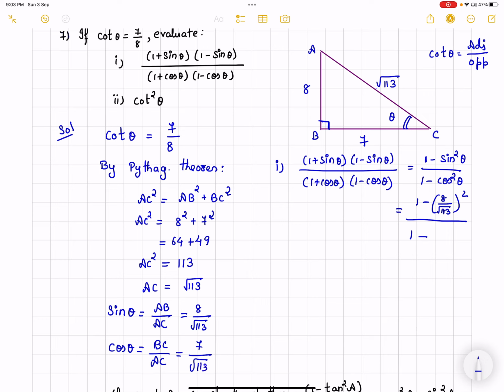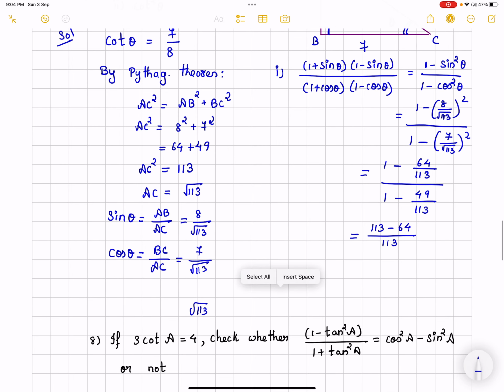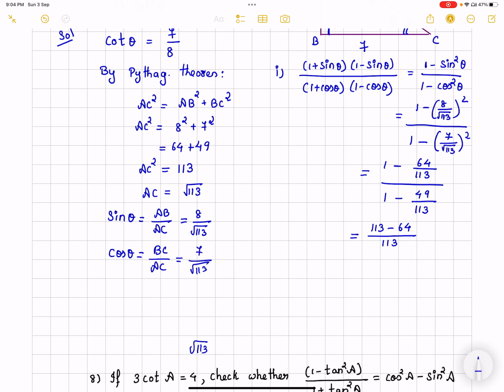So here cos theta is nothing but 7 divided by root 113, the whole square, which is 1 minus 64 divided by 113 divided by 1 minus 49 divided by 113. So to find out the LCM, 113 minus 64 divided by 113, and then we have the whole divided by 113 minus 49 divided by 113.